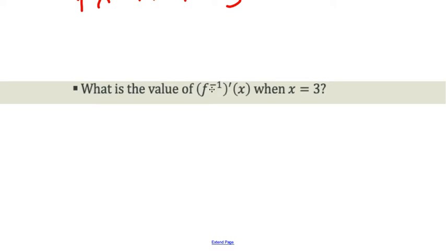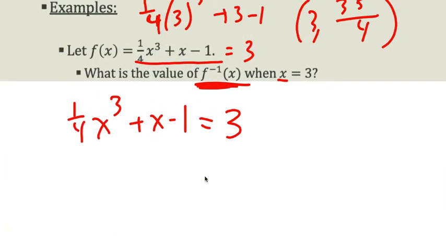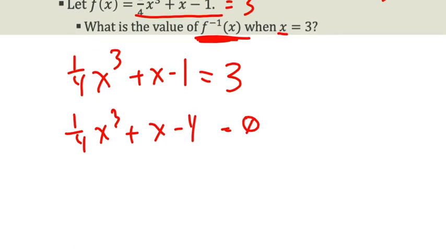That's my next question here. So let me go through and solve this now. Let me move the 3 over. So 1/4 x cubed plus x minus 4 equals 0. And I'm going to multiply this by 4 just to give me some easier numbers to work with. So x cubed plus 4x minus 16 equals 0.